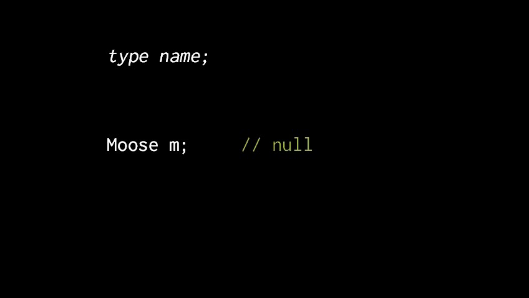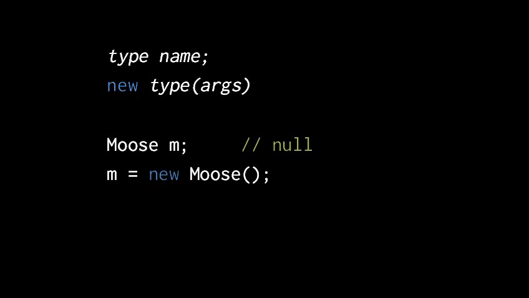To assign m a Moose object, we first need to create one, and we create objects with the new operator. We write new, and then we write the type, and then surprisingly afterwards we put a list of arguments. In this case, the way we define the class Moose, it doesn't take any arguments when we instantiate it, so here we're just going to write m equals new Moose and then no arguments. This creates a new Moose object and assigns it to the reference m. And of course, we can combine these two statements into one. In our declaration of m, we can assign it an initial value.